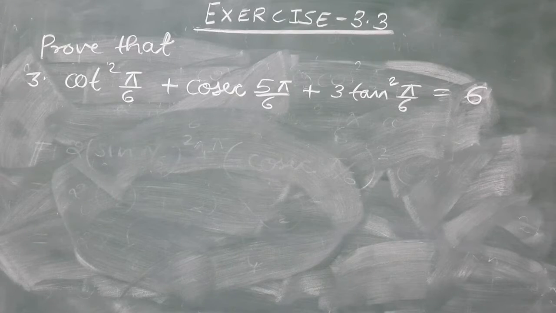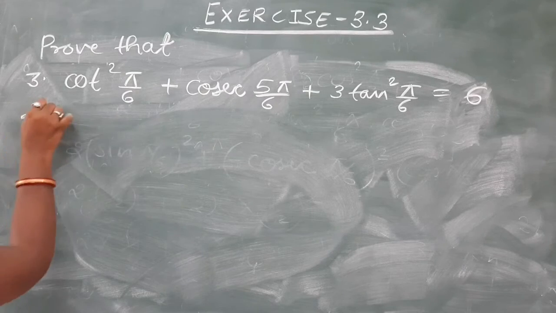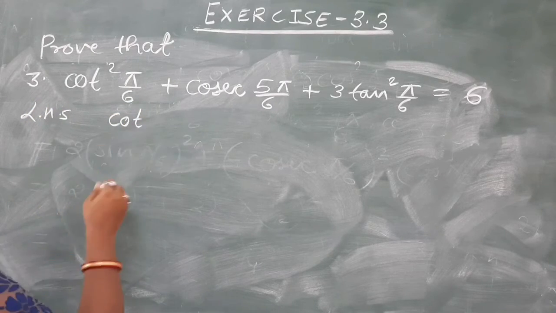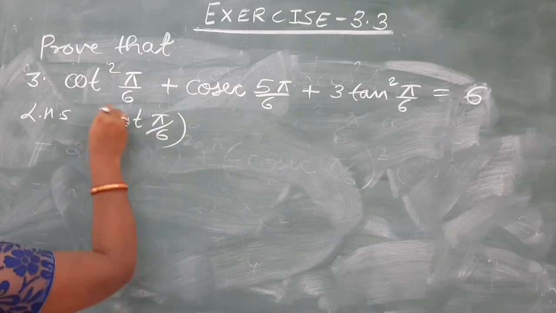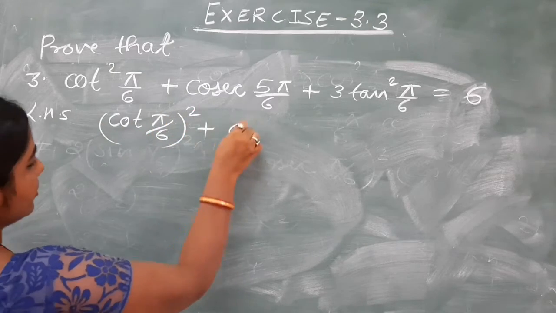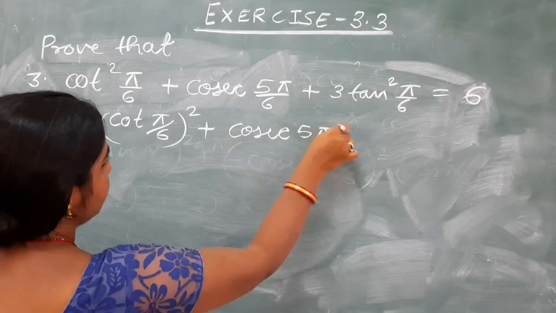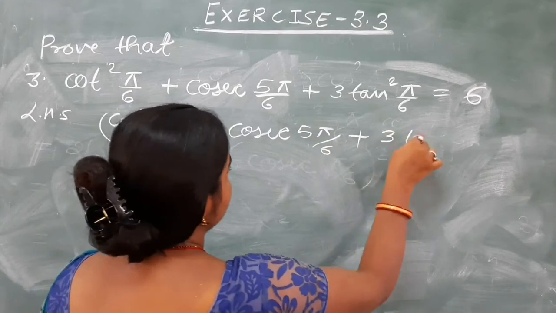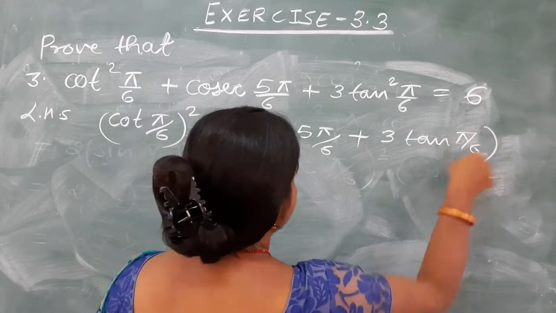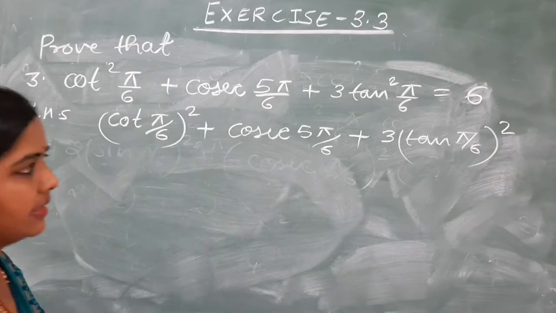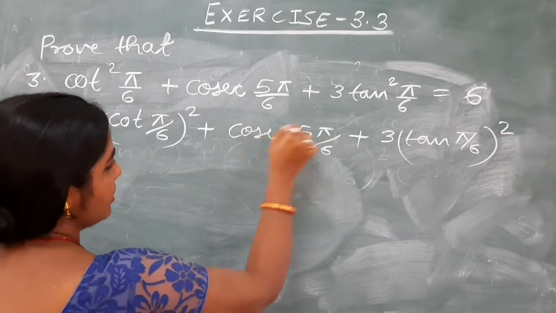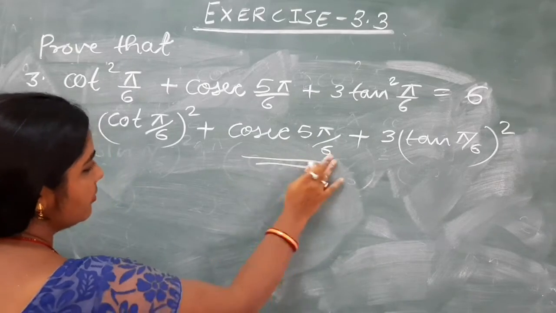Now third question, prove that cot square pi by 6 plus cosec 5 pi by 6 plus 3 tan square pi by 6 equals to 6. So we'll start with left hand side. So it is cot pi by 6 whole square we can write. Then it is cosec 5 pi by 6 and 3 tan pi by 6 whole square. This is the left hand side. Again we don't know cosec 5 pi by 6. So we'll find out here.